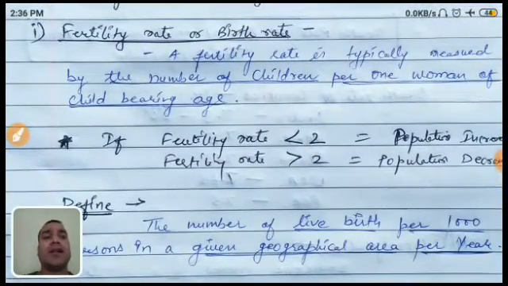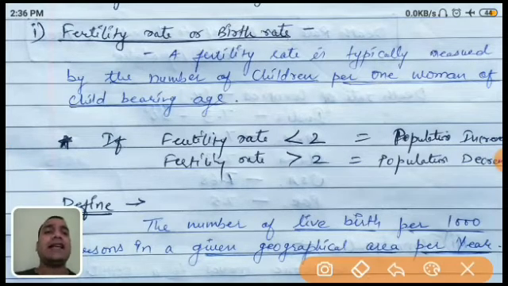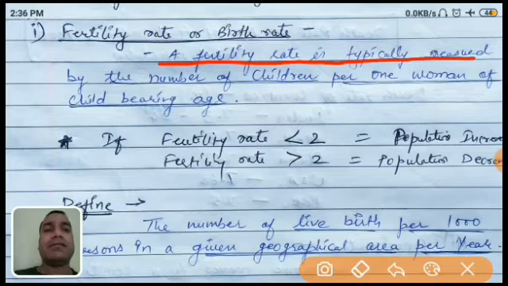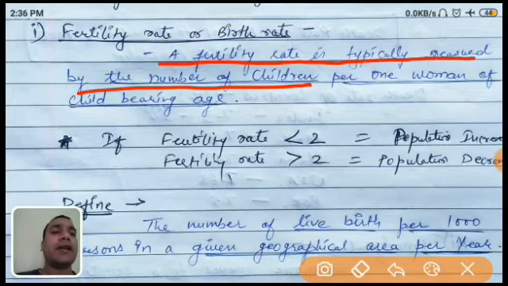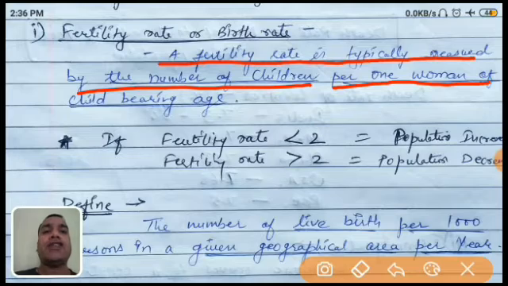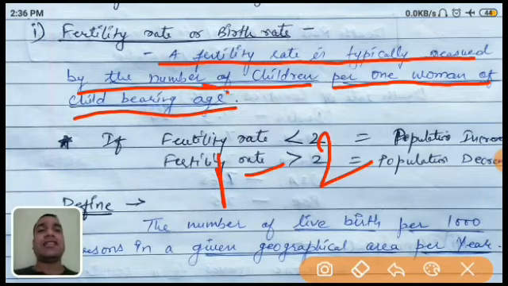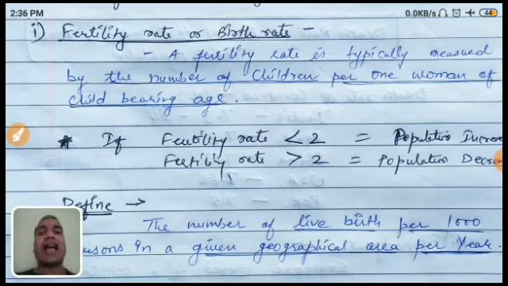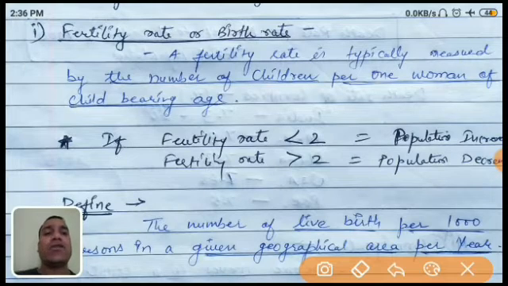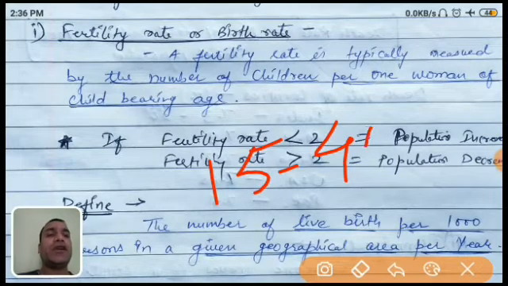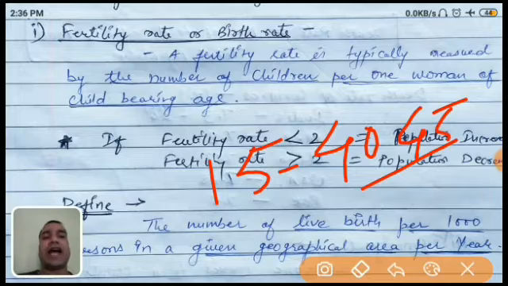What is fertility rate? Before that, you have to understand how it works. Fertility rate is typically measured by the number of children per one woman of childbearing age. It means the number of children, just like one woman giving two children, in the childbearing age. Generally, this childbearing age is from 15 to 40 or 45. I hope you understand.